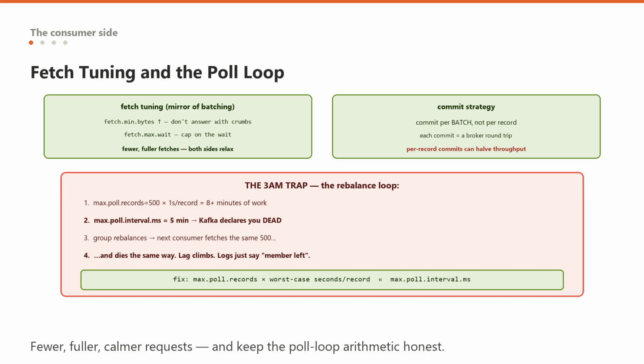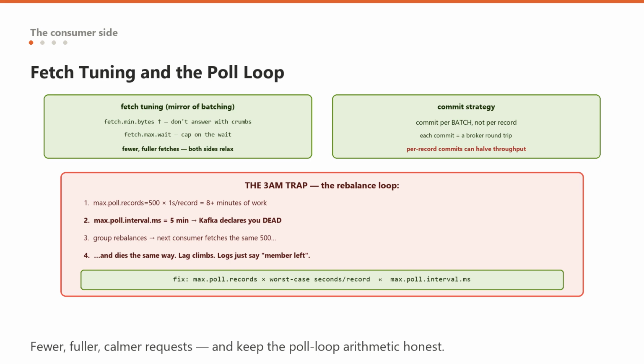Now do the arithmetic the defaults are begging you to do. If each record takes 1 second to process, 500 records takes over 8 minutes. You blow past the interval, Kafka declares you dead, kicks you from the group, and rebalances your partitions to someone else, who fetches the same 500 records and dies the same way. The group enters a rebalance loop, lag climbs, and the logs say only that members keep leaving.